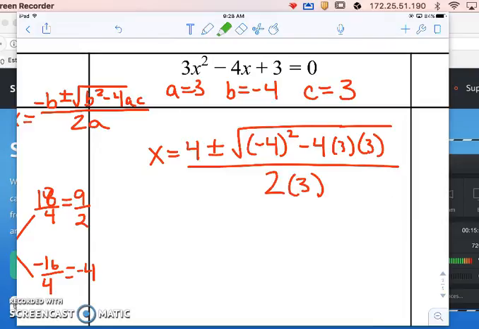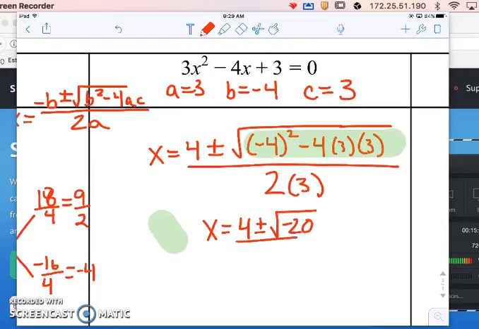And once again, I'm going to find that value that's underneath. So negative 4 squared minus 4 times 3 times 3 is negative 20. So we have x equals 4 plus or minus the square root of negative 20 over 6. Some of you might recognize negative 20. We have imaginary numbers, so 4 plus or minus the square root of 20i over 6.